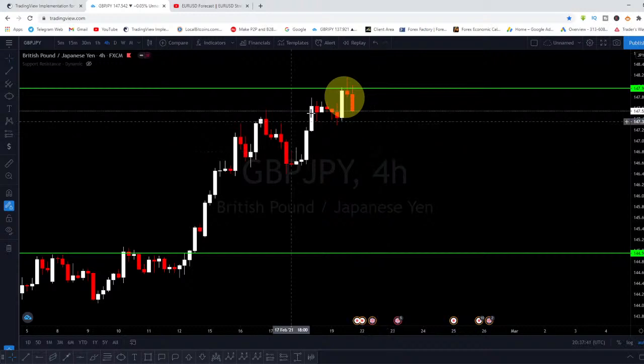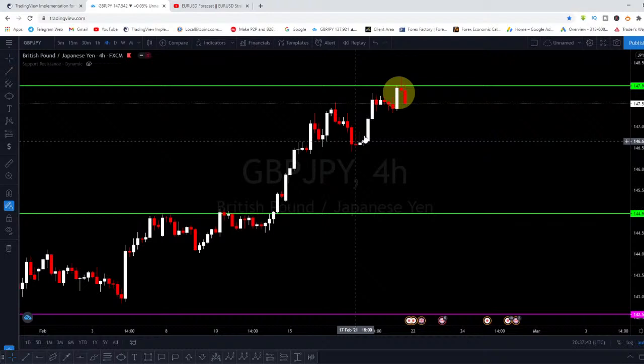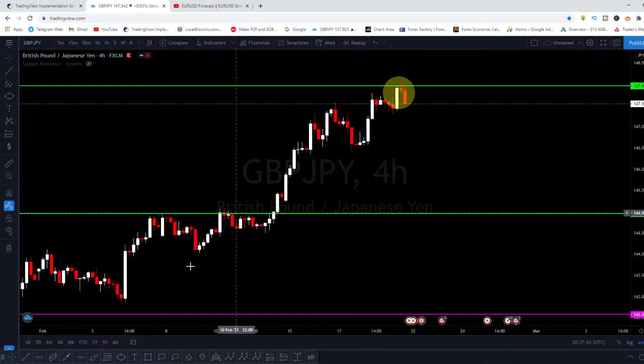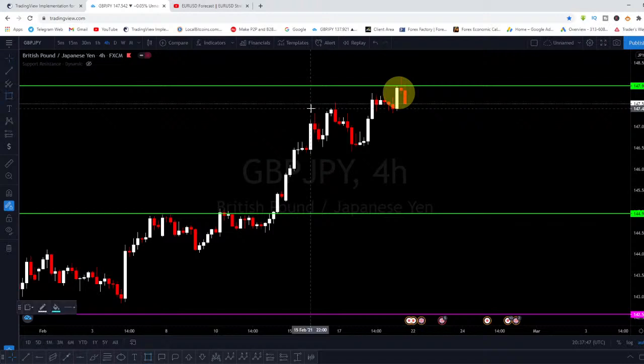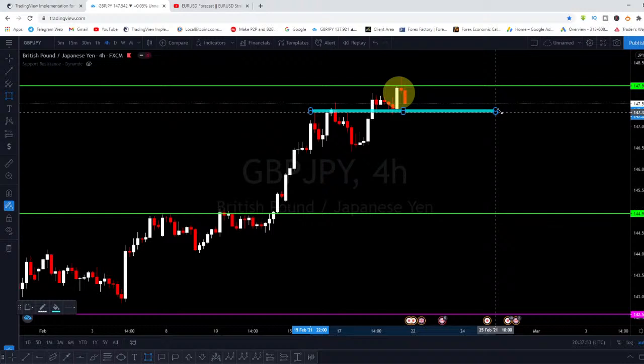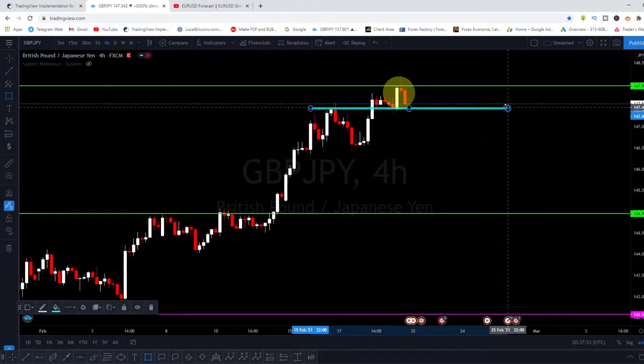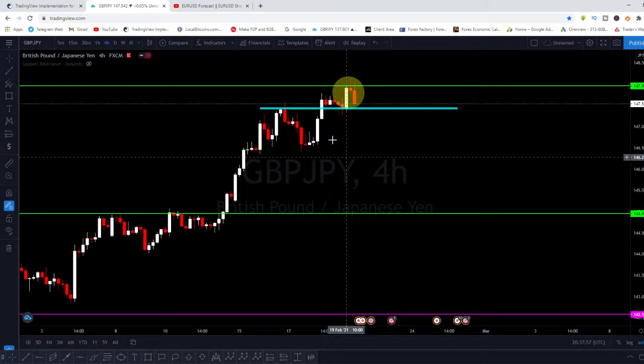And what does it tell us? Does it tell us that the market will continue to push up to the upside from here, or the market will continue to move back down to the downside? What does it tell us? Can you guys tell me? Just write it down in the comment section. I'll be able to see you guys.